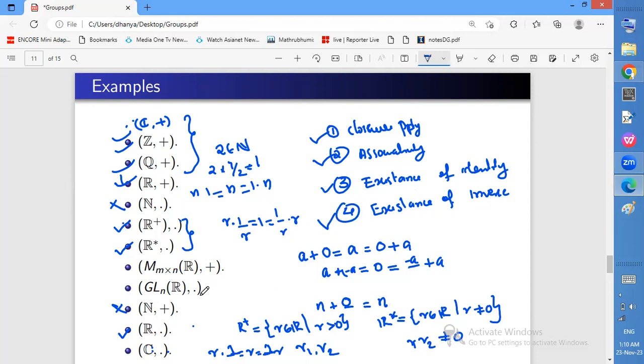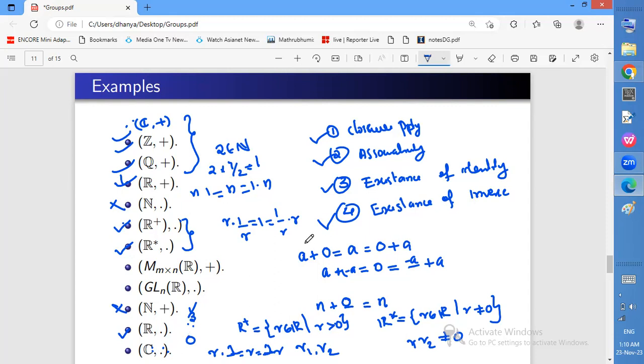What about the existence of inverse? You know that for any non-zero real number or non-zero complex number, say Z, we have 1 by Z, which is again in that set. So for any non-zero number, there exists an inverse under multiplication. But what about 0? 0 is an element of R as well as C, but 1 by 0 is not defined.